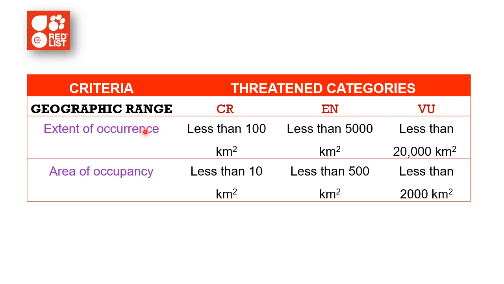So if the extent of occurrence is less than 100 square kilometers, it is defined as critically endangered, less than 5,000 square kilometers endangered, less than 20,000 square kilometers vulnerable. Area of occupancy less than 10 square kilometers is critically endangered, less than 500 square kilometers endangered, and less than 2000 square kilometers, it is classified as vulnerable.